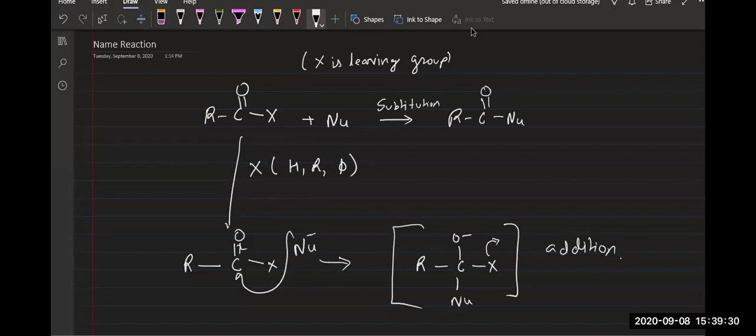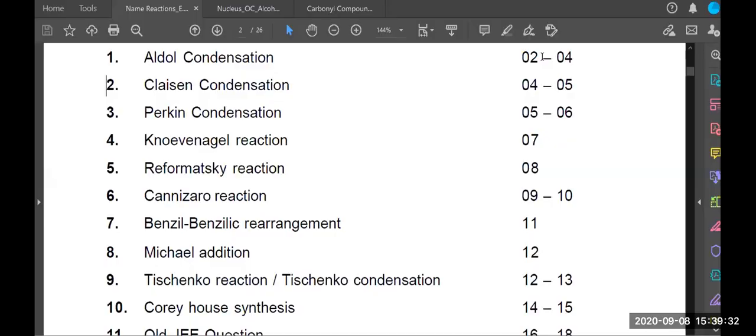So today we will be covering these reactions. Now, among these reactions, there are some reactions which you have to learn thoroughly, right? Which means you have to know the mechanism also, right?